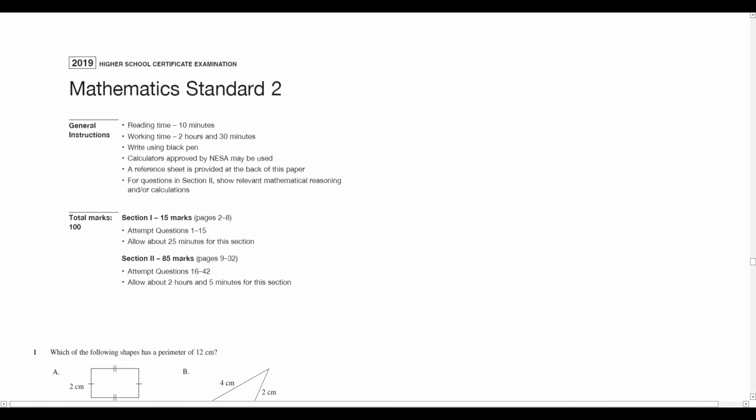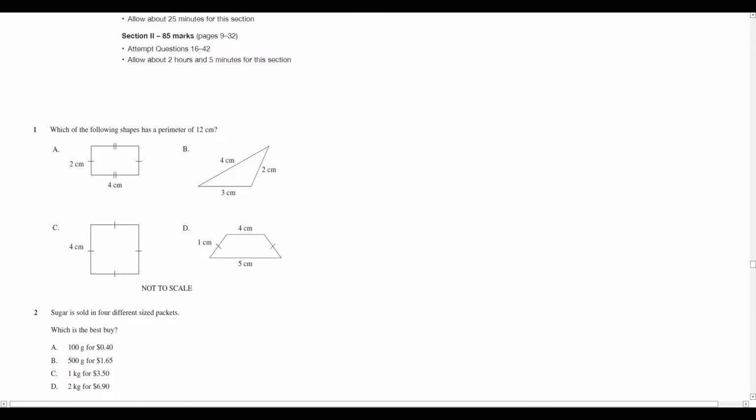Okay, so let's get started on the first section, multiple choice. Which of the following shapes has a perimeter of 12 centimeters? So let's just go through each. 2 centimeters, 4, that's 6, and then times by 2. So actually our first option A is going to be the correct answer there. We don't even need to check the rest.